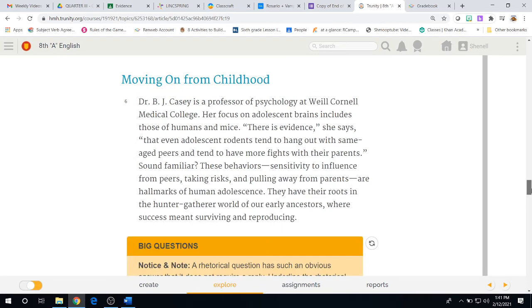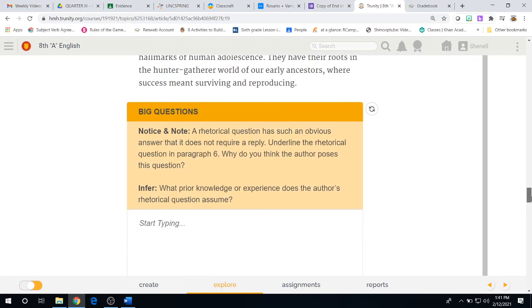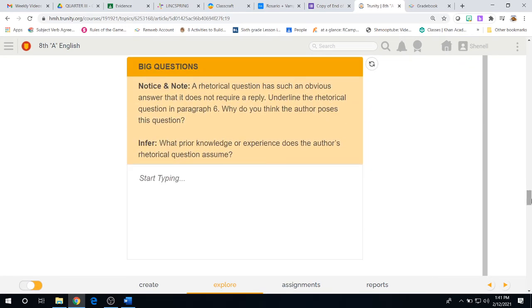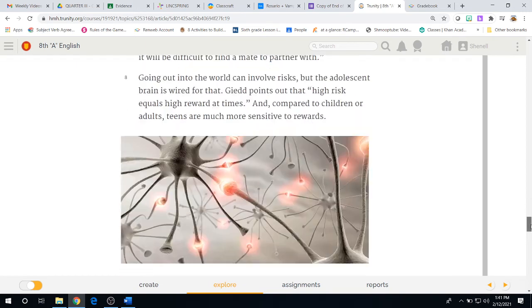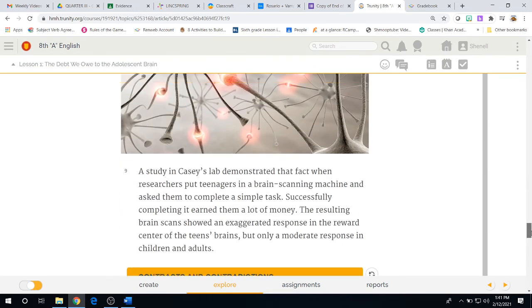Here's another heading, Moving On from Childhood. And we have a big question this time. Notice and note, a rhetorical question has such an obvious answer that it doesn't really require a reply. Underline the rhetorical question in paragraph 6. Why do you think the author poses this question? Then it's time to infer. What prior knowledge or experience does the author's rhetorical question assume? Type in your answer. Remember to check your grammar, your spelling, and your punctuation.